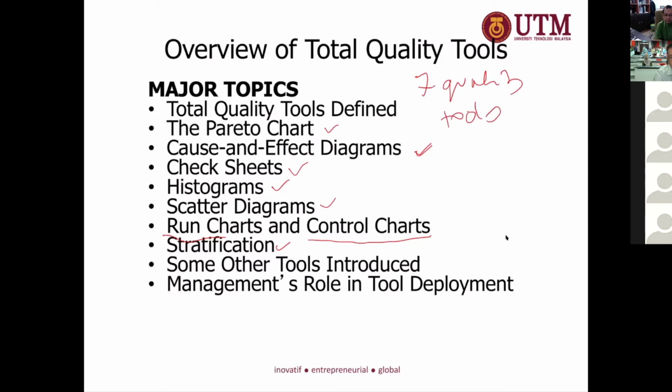Then I will further continue with the new 7 tools. I think you are also familiar with this, for example, affinity diagram, decision tree diagram, critical path method, and so on. The Pareto, check sheet, and so on are the basic quality tools. I think you go beyond this in your organization, where you are quite familiar with the affinity diagram, tree diagram, interrelationship diagram, and so on.